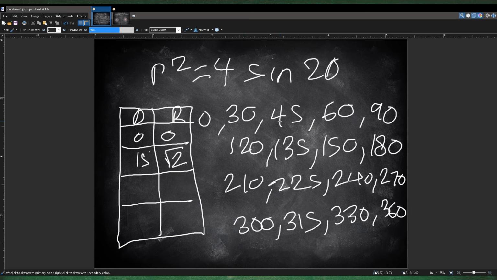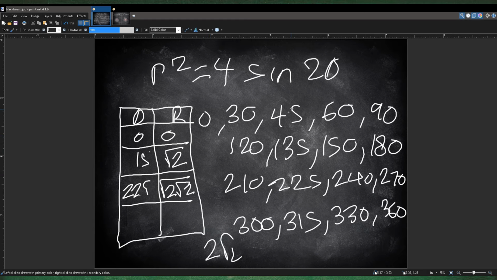And then you have sine of 45. So 45 divided by 2 is 22.5. And then you basically get sine of 45. Sine of 45 is square root 2 over 2. So that would be 4 times square root 2 over 2, which is 2 square root 2. So radius would be square root 2 square root 2. You could use your calculator to find the decimals.